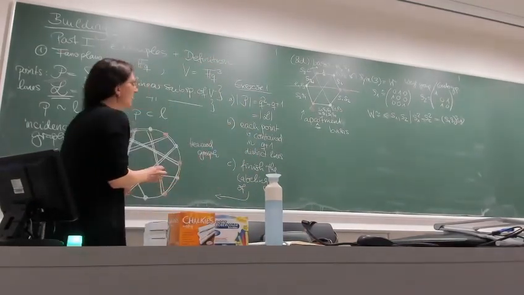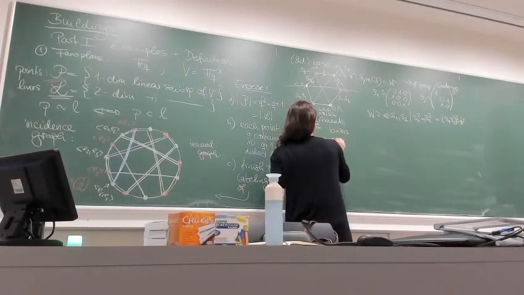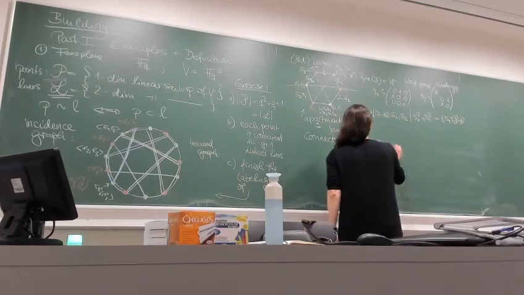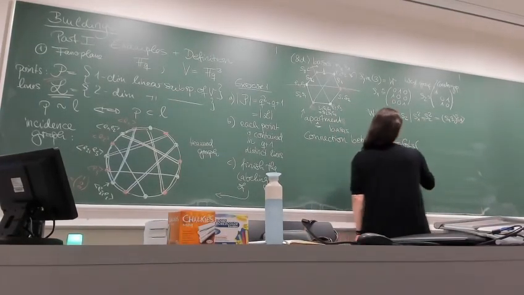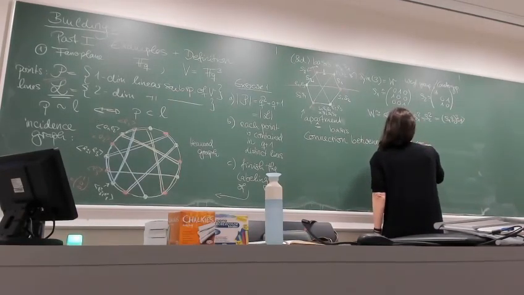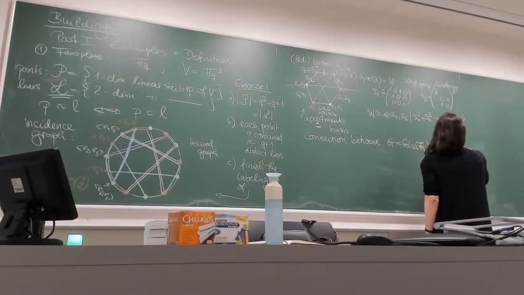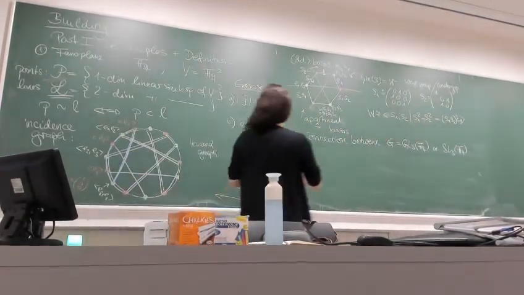Okay, so I want to highlight a bit more the connection between groups. So we take G to be GL3 over FQ, or SL3 over FQ, whichever you prefer. And this incidence graph.